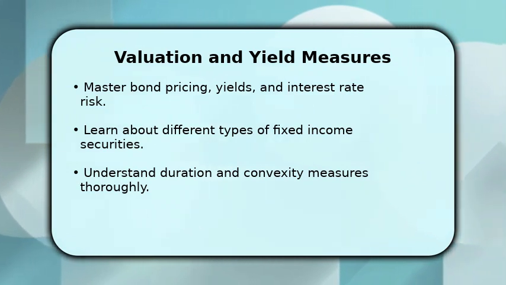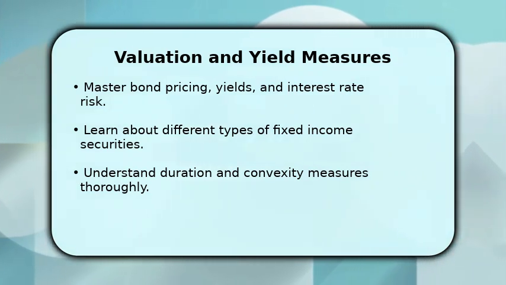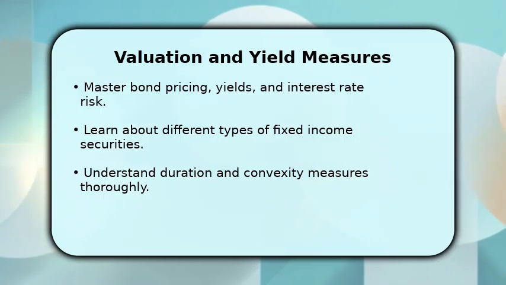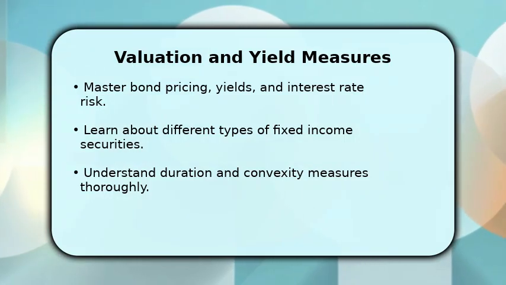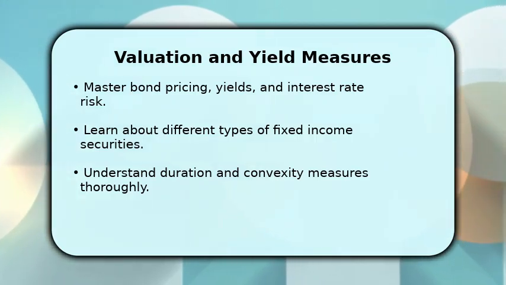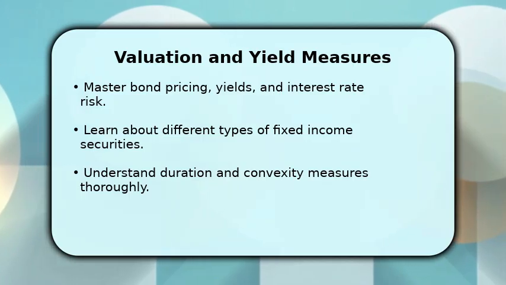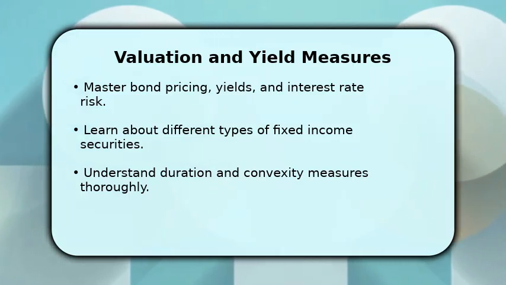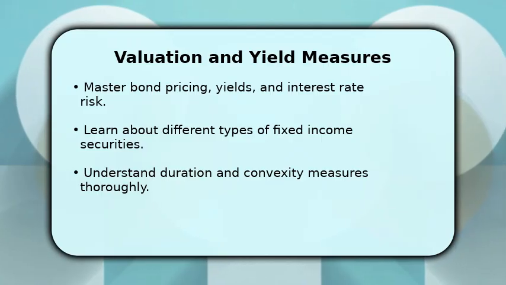Next, dive deep into valuation and yield measures. Focus on how bonds are priced, the various types of yields like yield to maturity, and the impact of interest rate changes. Understanding duration and convexity is crucial, as these concepts often account for a significant portion of the questions, perhaps 20 to 25% of the fixed income section.